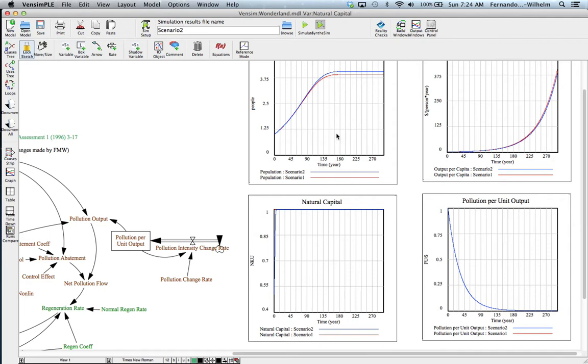If you look at what's happening here, scenario 2 is the blue and scenario 1 is the red. So in scenario 2, population grows a little bit more, which I found a little bit surprising, but it's probably all right. Production stayed more or less the same, because really natural capital starts at 50%, and it shoots up to its carrying capacity very quickly.